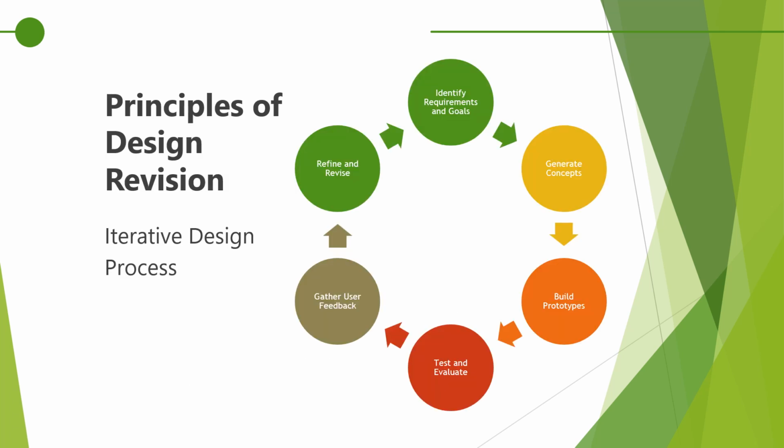Now, the iterative design process is a method of designing and refining a product or a system through a series of repeated cycles. So it involves creating a prototype, testing it, gathering feedback, and then using that feedback to make improvements. Now, this cycle is repeated until the product meets the desired specifications and users' expectations.